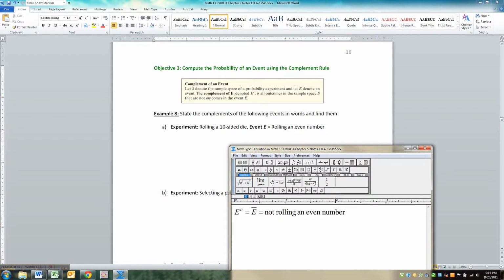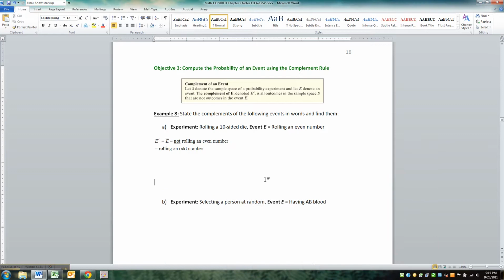Which of course must mean rolling an odd number. So the word not in there becomes important. When you are not rolling an even number, it means that you are rolling an odd number. So you can write that with the word not, or you can write it with what it actually means. Okay, that's that one.